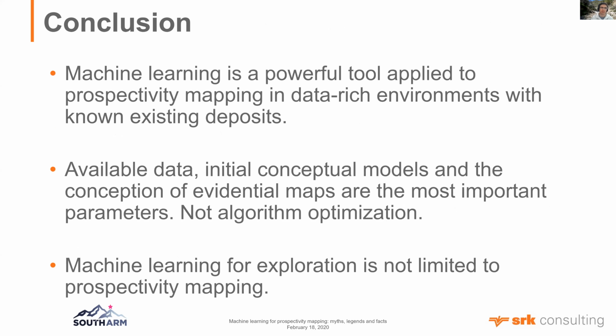So machine learning is, I think, definitely a powerful tool applied to prospectivity mapping. It works specifically in data-rich environments with non-existing deposits. At the end of the day, it's a new tool. It's not a revolution, it's an innovation. And the available data, the initial conceptual models, the conception of evidential maps, so all the work you do before you do prospectivity mapping, are the most important parameters. It's not your algorithm, it's not your computer, it's the data you have, how you prepare it, and how you interpret it that at the end of the day will help you generate these targets.